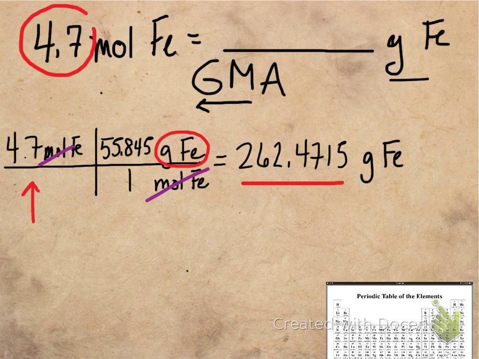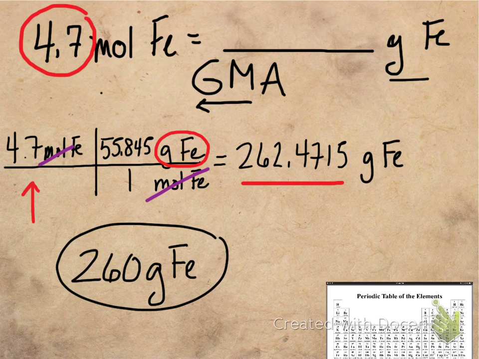Aha! We have to go back to our given, 4.7, which only has 2 sig figs, so our final answer is 260 grams of iron. Now, notice that we went from moles to grams. We didn't have to take any other steps. It's a one-step process.